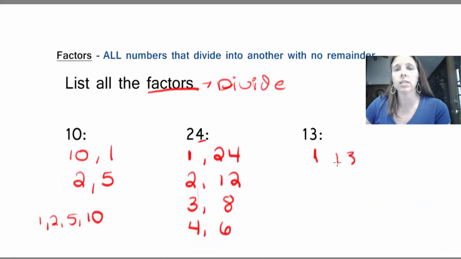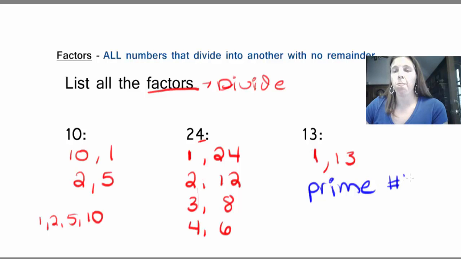So 13, we do the 1 and the 13 together. It's not even, so 2 won't go into it. 3 won't go into it, 4 won't go into it, 5 won't go in. Hopefully you know by now that it's just 1 and 13. Do you remember what numbers are called when only 1 and itself will divide into them? Those are called prime numbers. All the other numbers that have more than that going into them are called composites, and we'll talk more about those later. But just to let you know, those are called composite numbers.